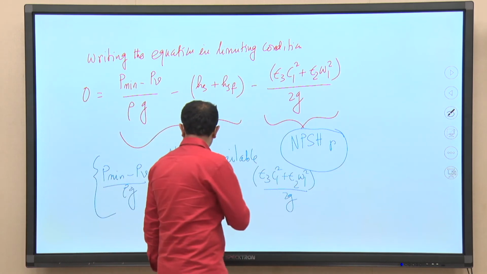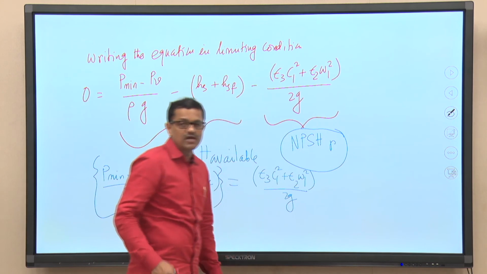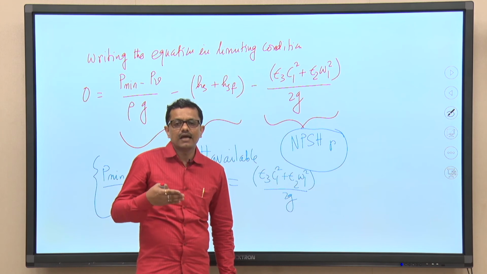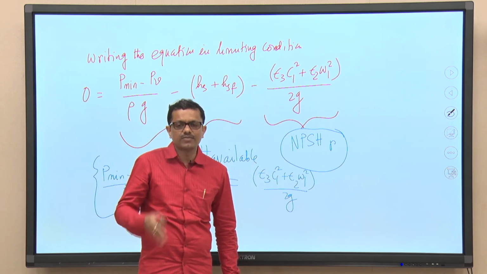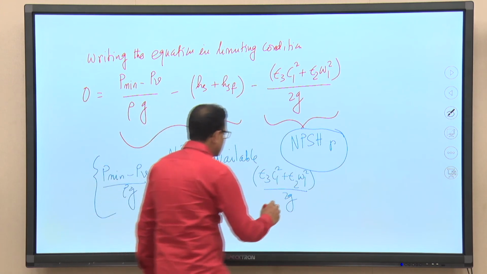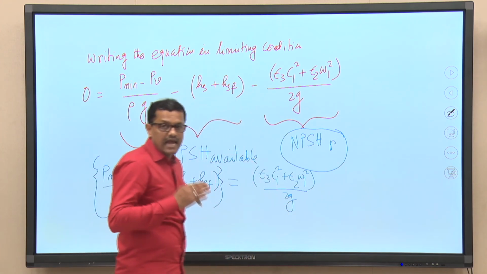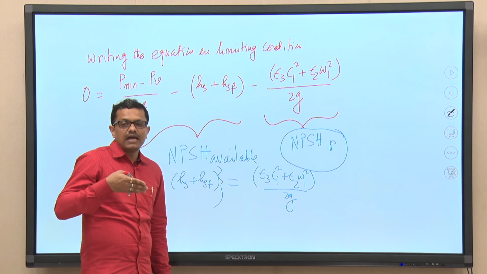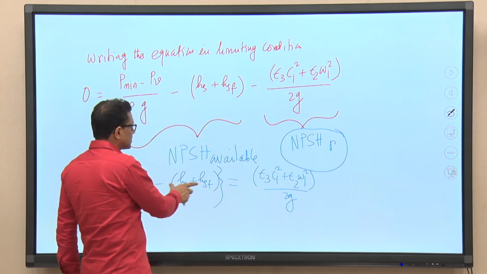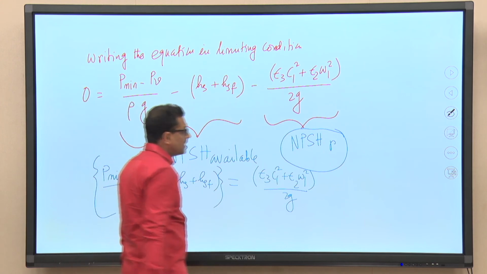So, basically when NPSH available is equal to NPSH required, that is a kind of alarming situation, a warning that cavitation may start, the onset of cavitation. So, basically this is NPSH available equal to NPSH required. At that point cavitation may start. So, this should always be greater than this, so that cavitation does not occur.